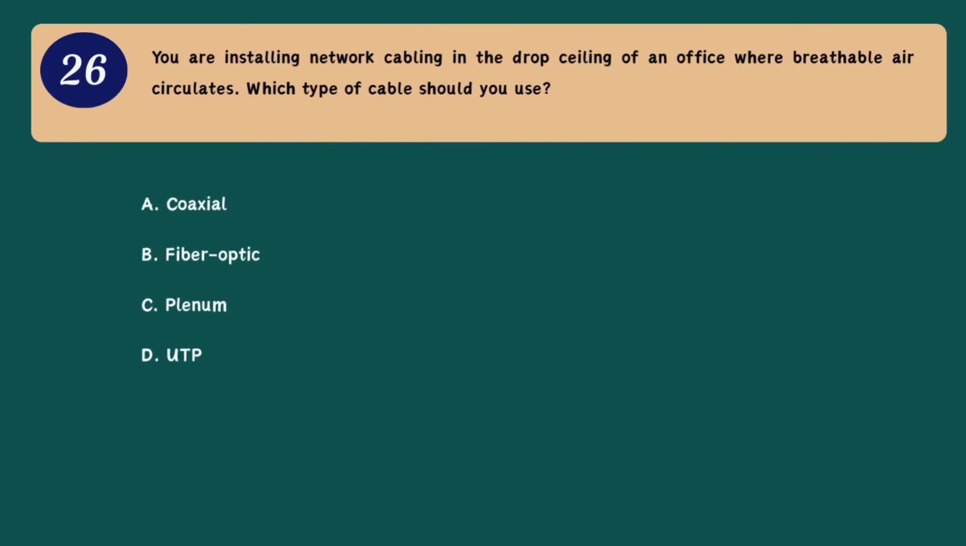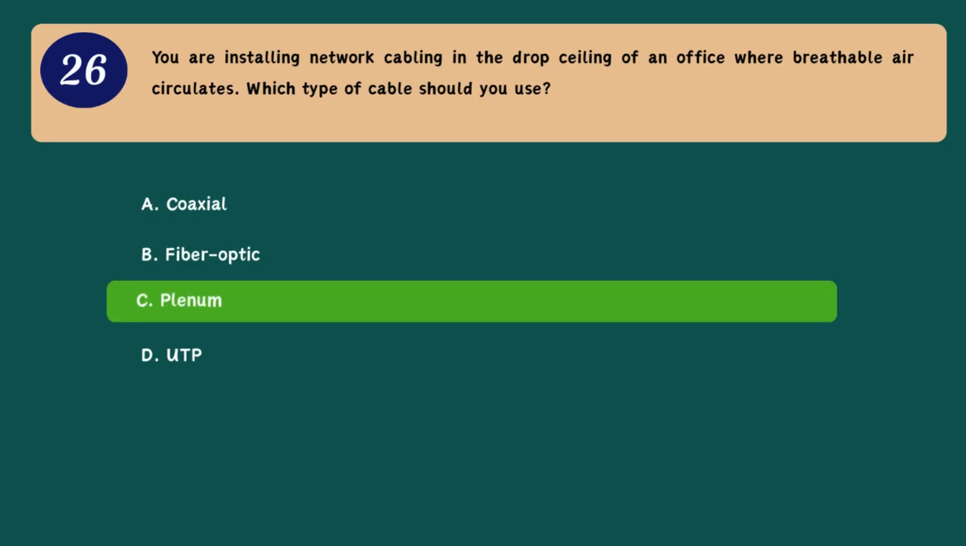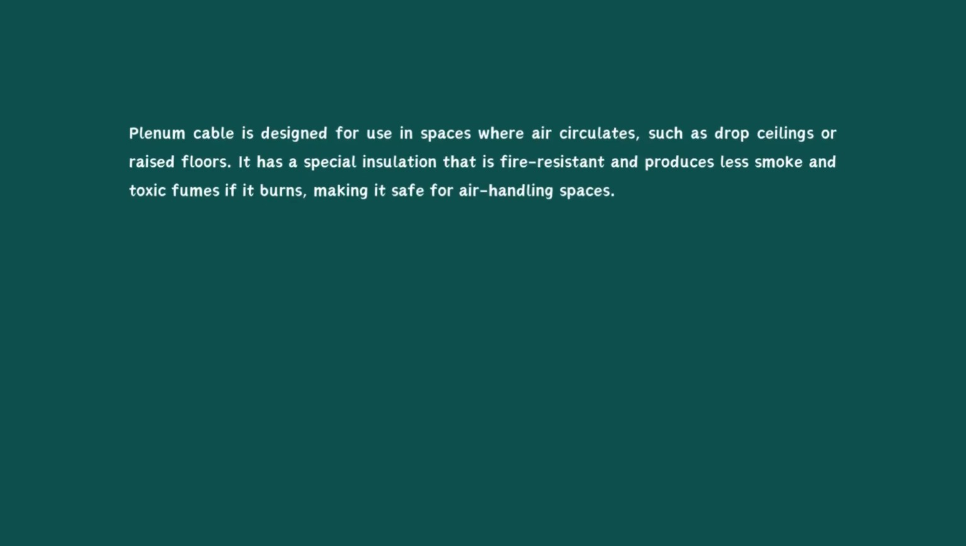Question 26. You are installing network cabling in the drop ceiling of an office where breathable air circulates. Which type of cable should you use? A. Coaxial. B. Fiber optic. C. Plenum. D. UTP. Correct answer. C. Plenum. Plenum cable is designed for use in spaces where air circulates, such as drop ceilings or raised floors. It has a special insulation that is fire-resistant and produces less smoke and toxic fumes if it burns, making it safe for air handling spaces.